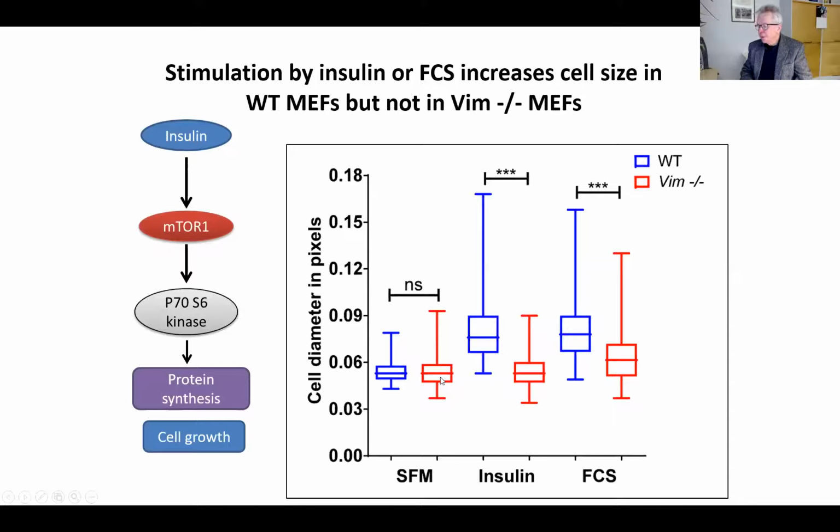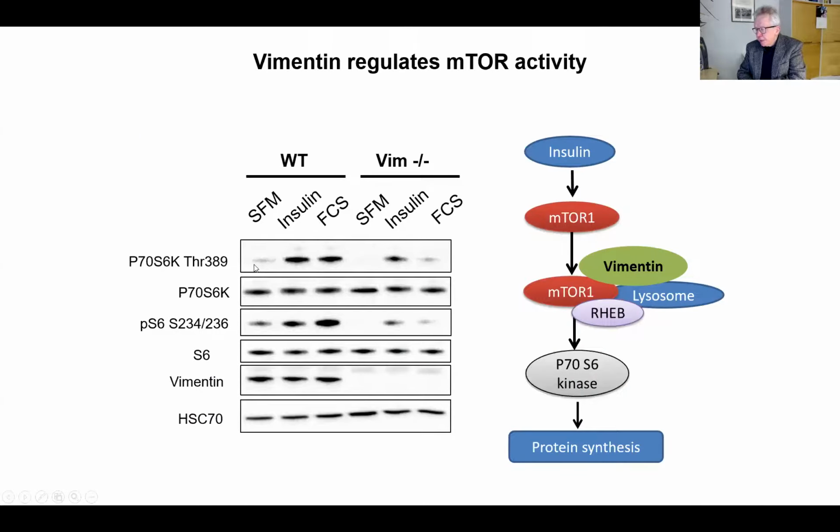You have serum-starved cells, and both the wild type and the knockouts are of the same size. Now, if you stimulate them with insulin or with nutrients, with fetal calf serum, you get a significant difference, pointing towards involvement of the mTOR pathway. And indeed, the mTOR pathway is really seriously affected when you don't have vimentin, shown here with the downstream signaling components, just downstream targets indicating that you have reduced mTOR activity.